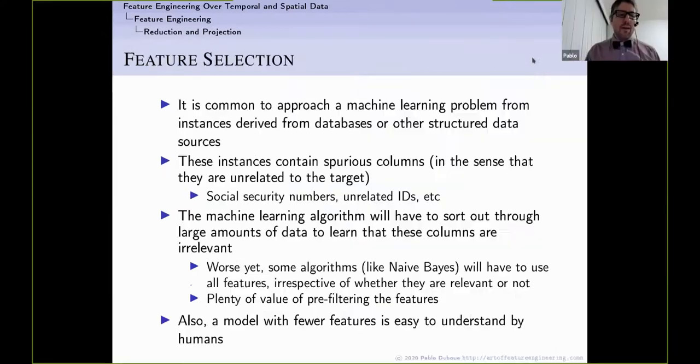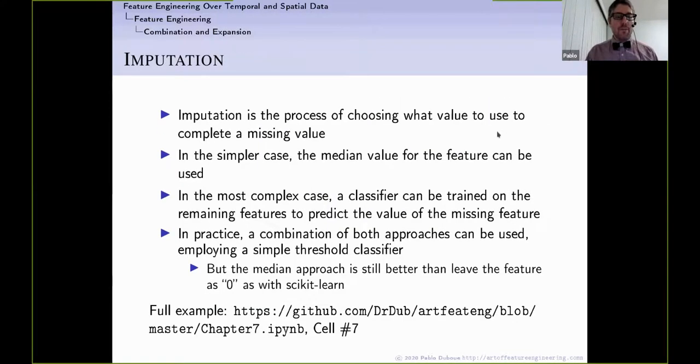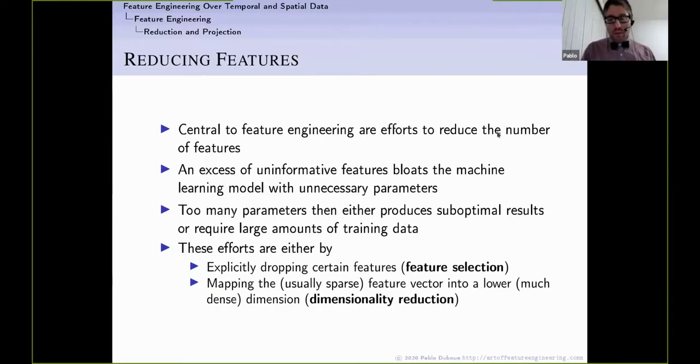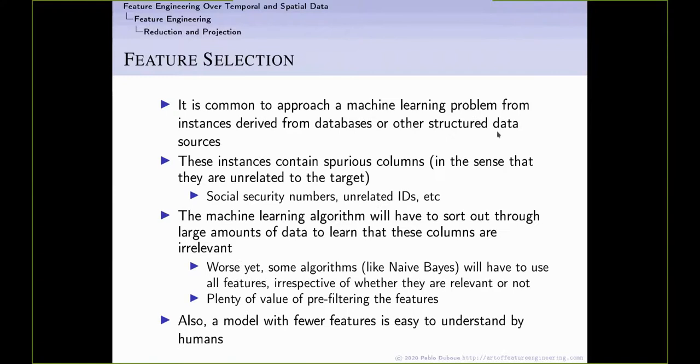Yeah, that's feature reduction, either by dropping features in feature selection or by doing a dimensionality reduction to a smaller space. So feature selection is one of the most common approaches in machine learning, particularly because many times we start with very noisy data. We use the whole raw data as a feature vector. So there are many columns that are unrelated to the target, and we want to drop them.